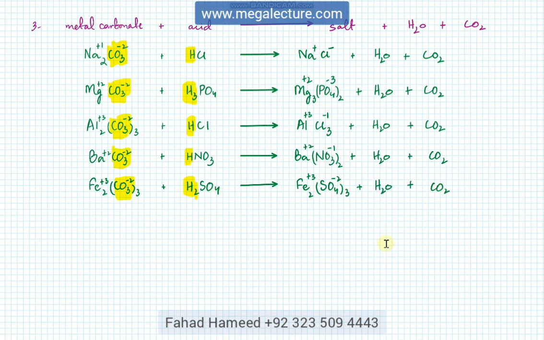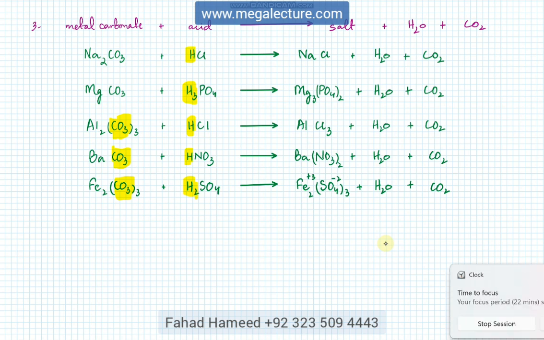What I'm going to do now is I'm going to clean up the charges. Charges are normally not written. So get rid of the charges. The charges are there, but you don't write them in the formula. So I'm getting rid of all the working: Na plus 1 Cl, you just call it NaCl. Magnesium phosphate, aluminium chloride, barium nitrate, and this one.